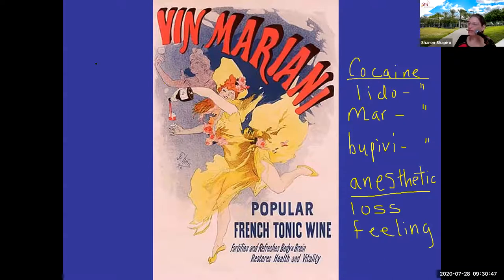Right, and so here's another beautiful poster for Vin Mariani. Look at her. She's very happy with this French tonic. It probably doesn't project, I can barely see it here myself. It says, fortifies and refreshes body and brain. So it is a stimulant. So it was causing them to get high. And it was causing their fight or flight to go up, so their heart rate's going up and their adrenaline's pumping, and it would be invigorating.